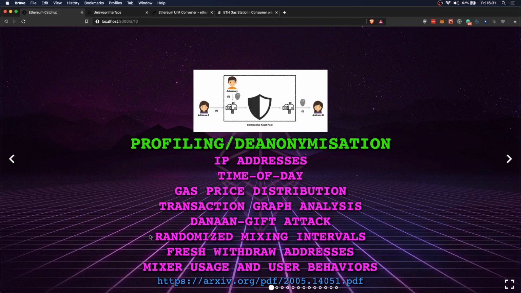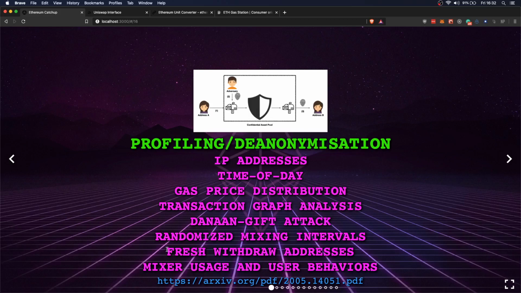So ways that you can help with this is to try to add random intervals between transactions and that type of thing. Because a lot of the time when people use something like tornado.cash, they'll make a deposit and then make a withdrawal, and you can see that somebody made a deposit and then made a withdrawal almost within a minute or so of each other, and there's a very good chance that they were connected.